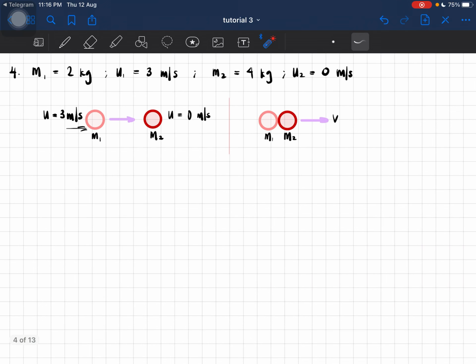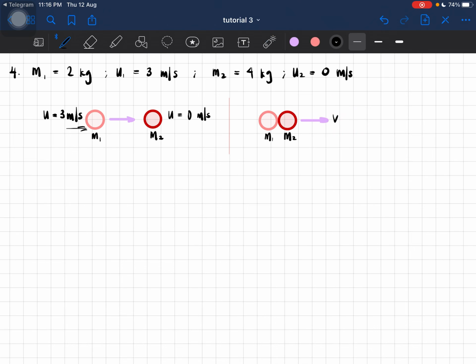Okay, so I've extracted the information and I've drawn the diagram to give you a rough idea of how the ball is moving. The first ball is moving at 3 meters per second towards a stationary ball. That's why I put u equal to 0, because it is not moving. The only ball moving is the first ball. It is going towards this second ball, and after the collision, they are moving with the same velocity, a single velocity. So now we have to find this common velocity.